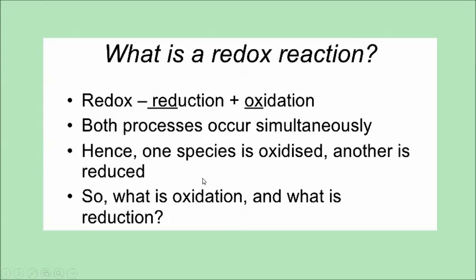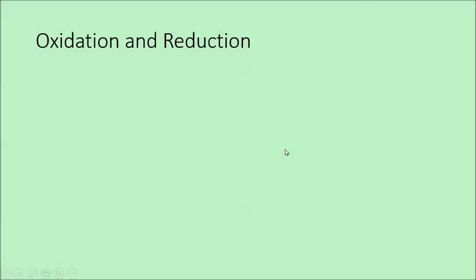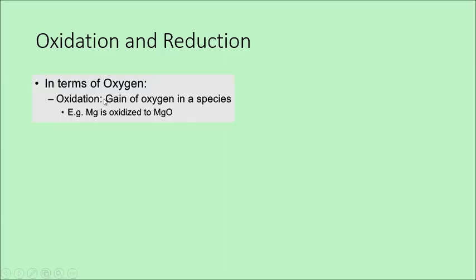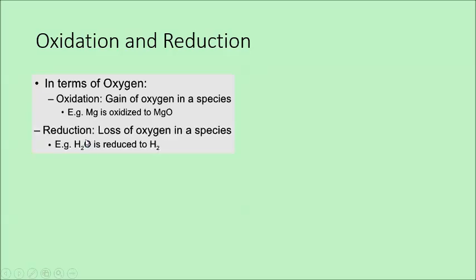Now let's see the different definitions of oxidation and reduction. In terms of oxygen, oxidation is the gain of oxygen. That is, magnesium is oxidized to magnesium oxide. And what about the reduction? It is the loss of oxygen in a species. So it's the reverse. One is gain, the other one is loss. And here we can see the water is reduced to hydrogen.